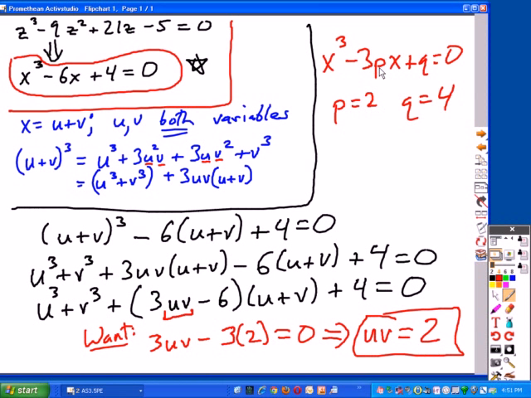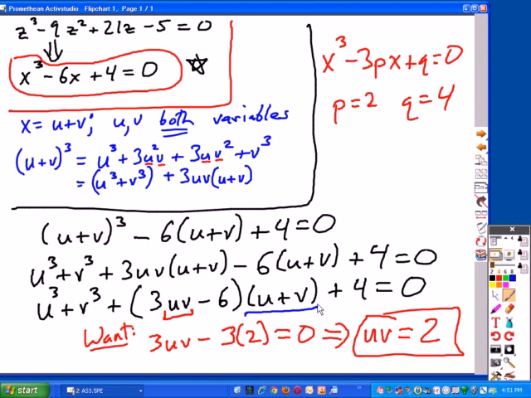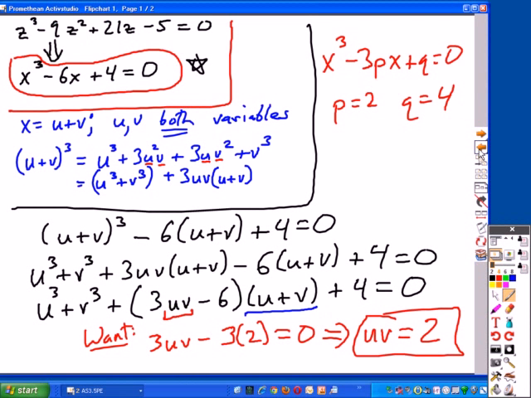And so if we set u times v equal to 2, then the u plus v part here is going to go away because it'll have a coefficient of 0. And so what we'll have is an equation that involves actually two unknowns. So what we're left with is u cubed plus v cubed. Because my memory is very short, I have to go over here. The 3uv minus 6 times u plus v goes away.